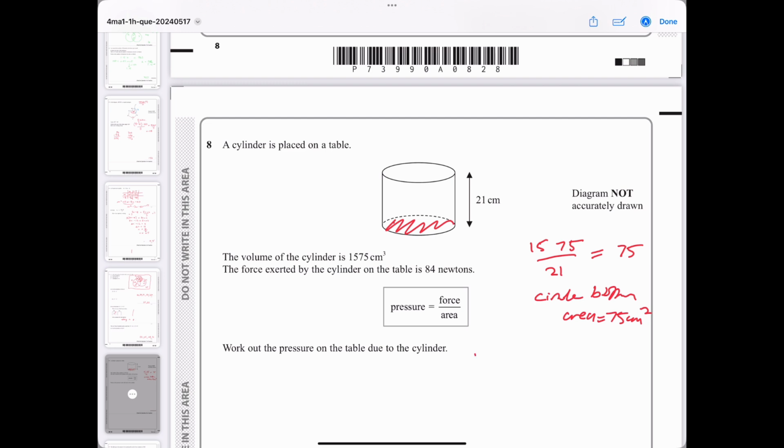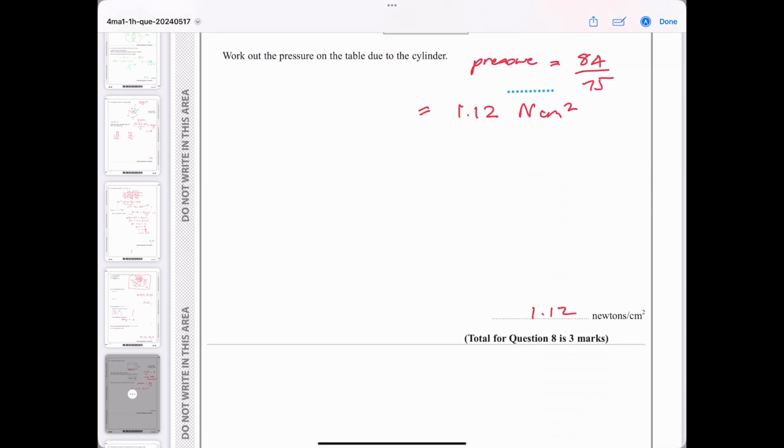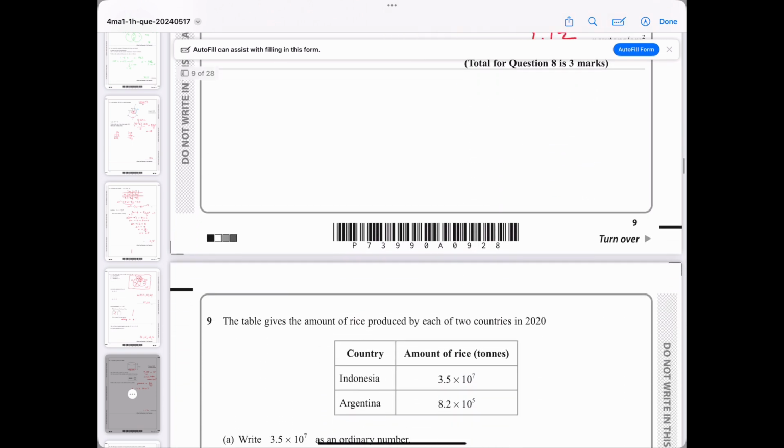Right, the force exerted by the cylinder on the table is 84 newtons. So that means pressure equals force over area. So that's 84 newtons over 75, which is, I don't know, 1 point something small. 84 divided by 75 equals 28 over 25, or 1.12. And that would be newtons per centimetre squared, I'm assuming. Yeah, 1.12. Always remember to put in the units, otherwise you lose marks, but sometimes they put them in for you.